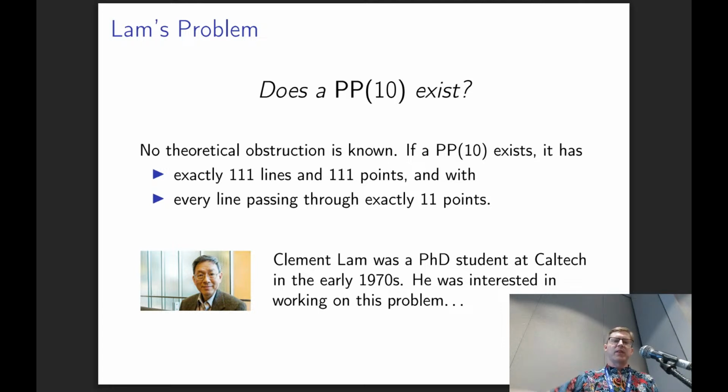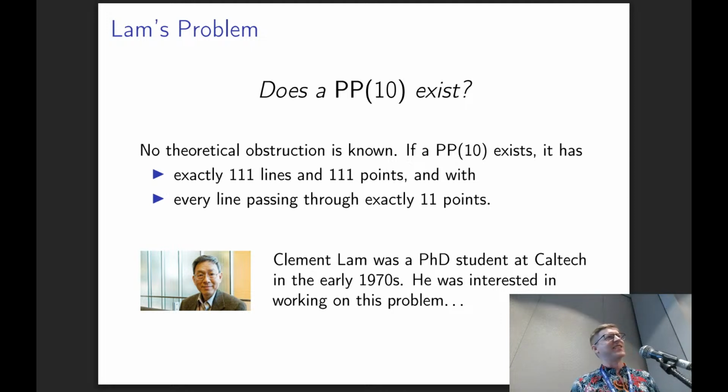It's named after Clement Lam. It's an interesting history. He was a PhD student at Caltech in the early 1970s. His supervisor was Herbert Ryser of the Bruck-Ryser theorem. And so Lam is choosing a thesis topic. He goes to Ryser and asks, okay, I want to work on the projective plane of order 10. Ryser says, I think this problem is too difficult. You might not get anywhere with it because this is a notoriously difficult problem.